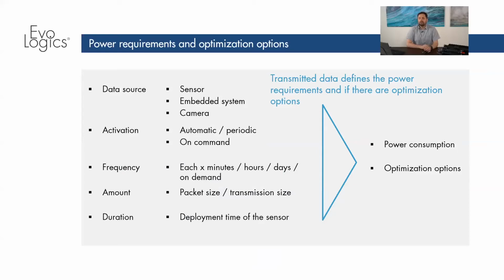There are different options in terms of power requirement and optimization options. So you can have different data sources. For example, you can connect directly to a sensor, but you can also connect to an embedded system that collects the data from one or more sensors and does some pre-processing. Or a camera, and this is one important aspect to take into consideration.